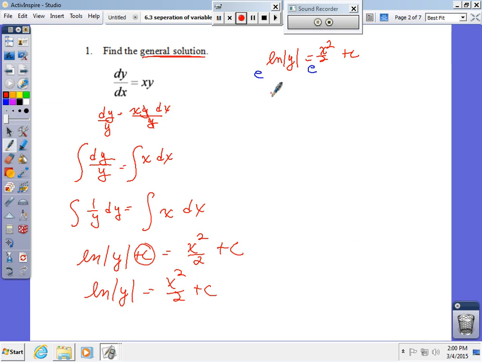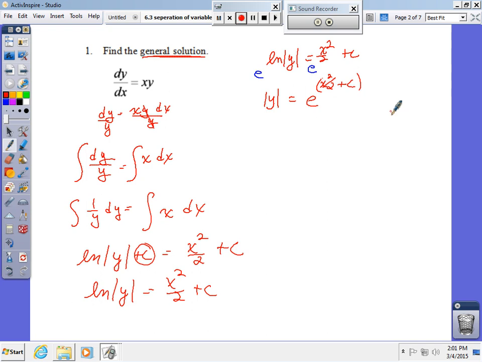Now what this left-hand side becomes is, these are inverses, base e and the natural log undo each other. So I get the absolute value of y, and it's going to be e raised to the x squared over 2 plus c. And that whole thing is an exponent. Okay, now I have to show you how that right-hand side simplifies.